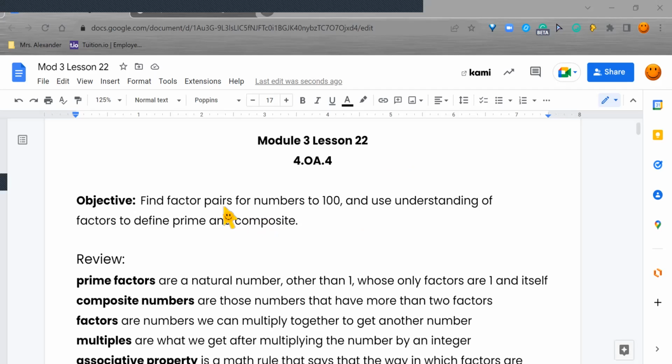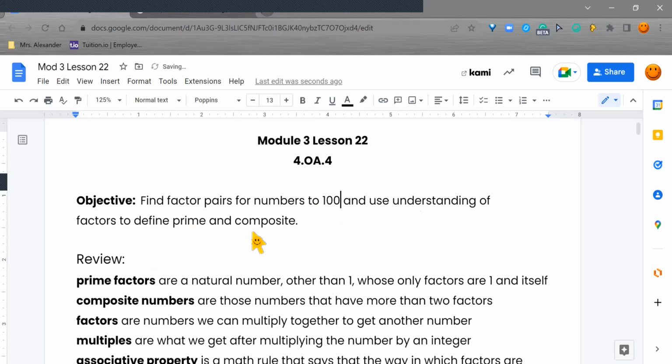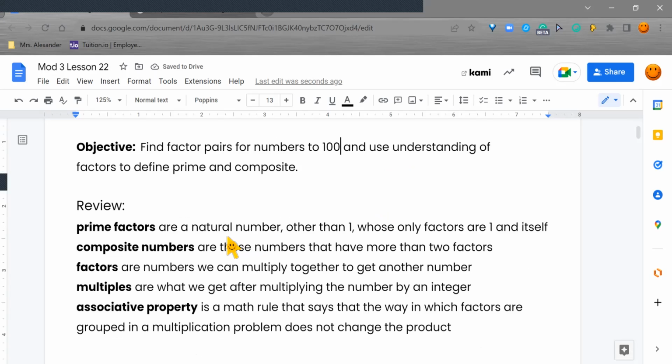Our objective is to find factor pairs for numbers to 100 and use understanding of factors to define prime and composite numbers. Here are vocabulary words.